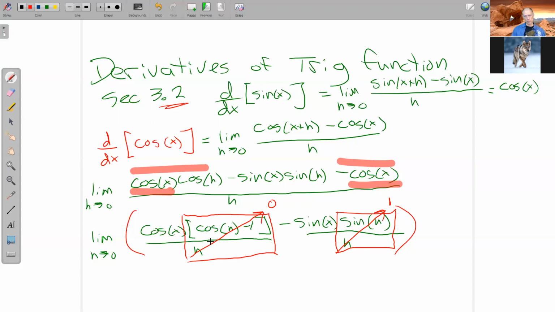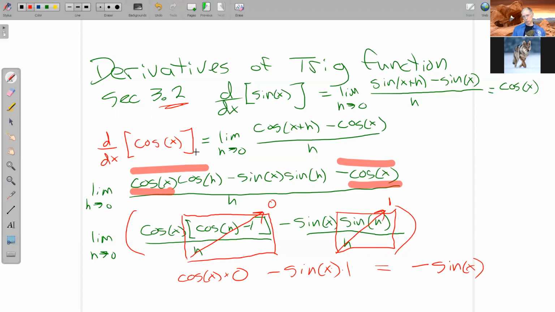So if that goes to 0, well, there's no h here, so I get cosine of x times 0. And then here I get minus sine of x times 1. Cleaning that up, that means the derivative of the cosine is the opposite of the sine of x.